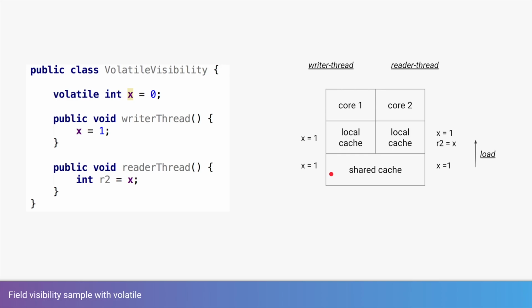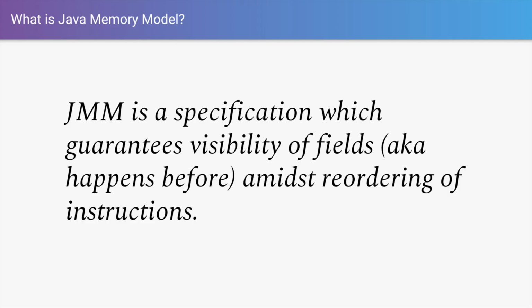Now that we understand those two concepts, understanding Java memory model is very easy. Java memory model is nothing but a specification or a set of rules which guarantees the visibility of variables or visibility of fields when you have reordering of instructions.